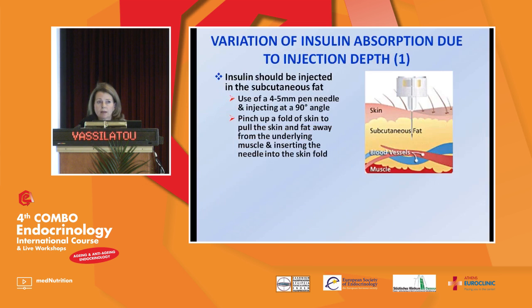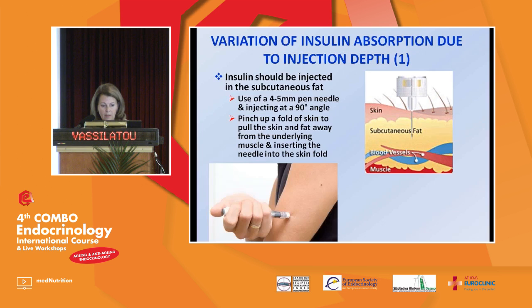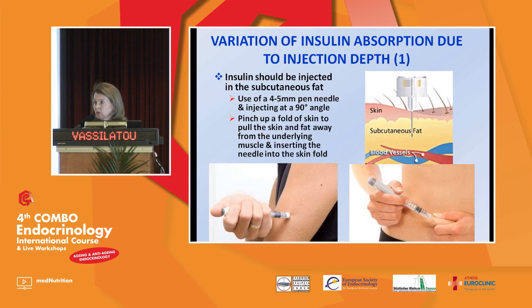Insulin should be injected in the subcutaneous fat, and this can be achieved by the use of a 4 to 5 millimeter pen needle and injecting at a 90 degree angle, or by pinching a fold of skin to pull the skin and fat away from the underlying muscle and inserting the needle into the skin fold. In this picture, insulin injection without raising a skin fold, and in that picture, insulin injection by raising a skin fold.